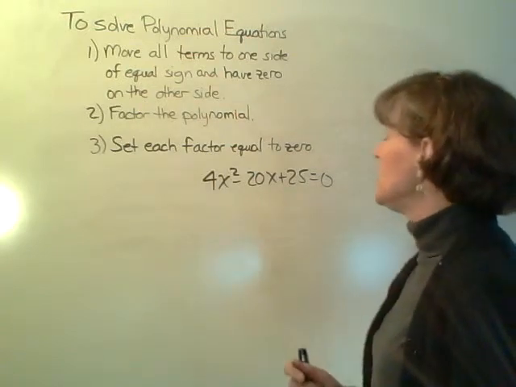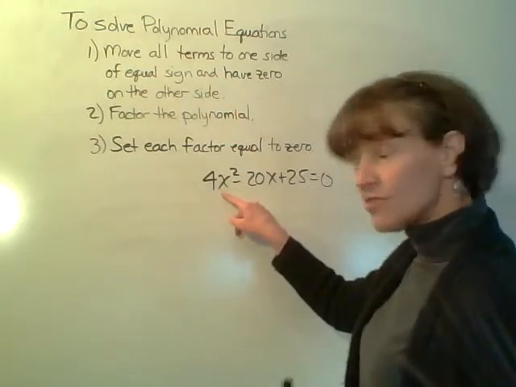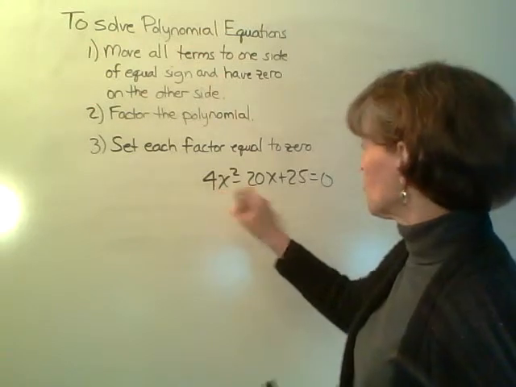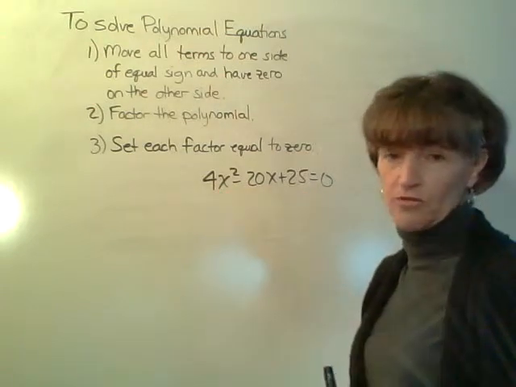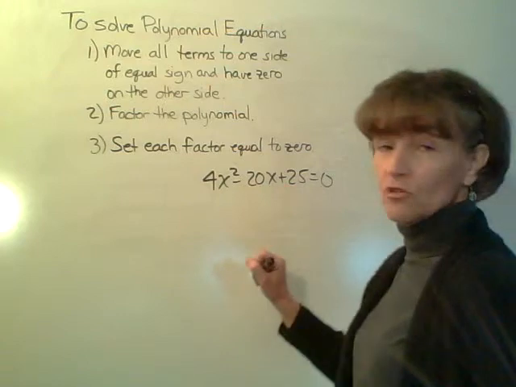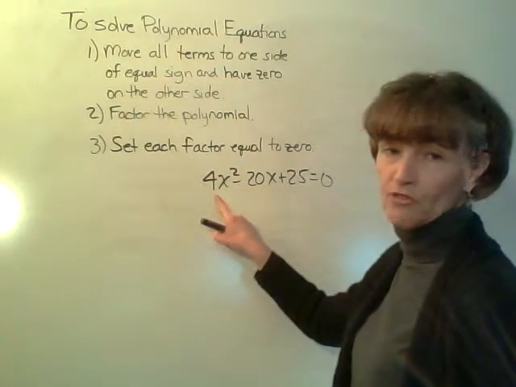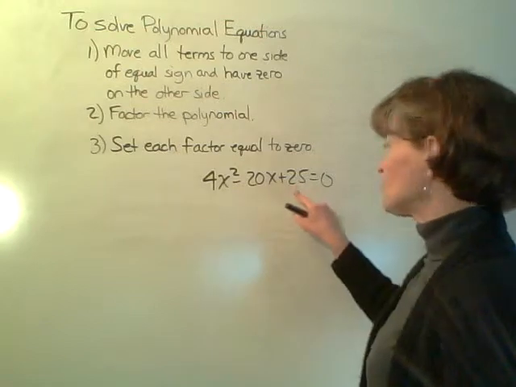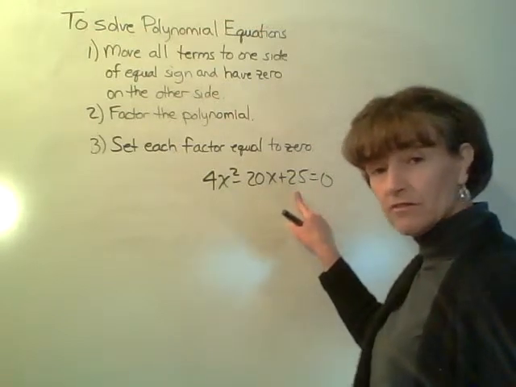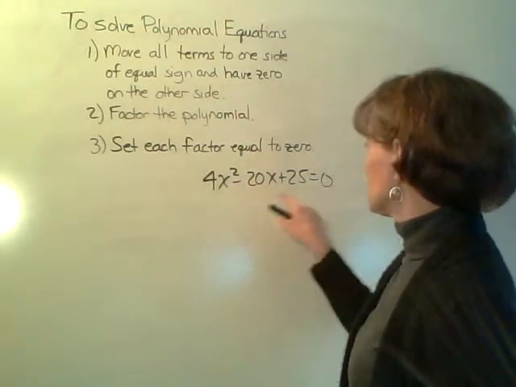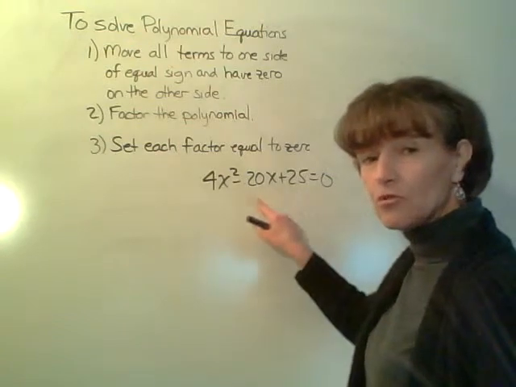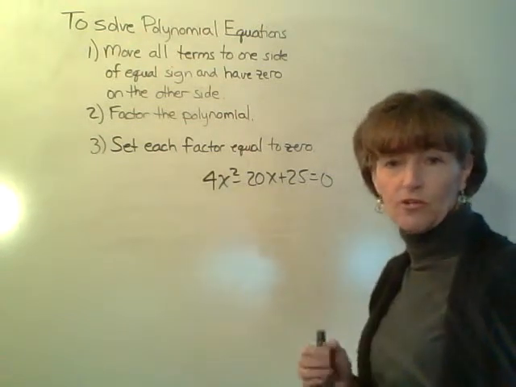It's a trinomial. And it looks like it could be a perfect square trinomial. 4x squared is a perfect square, 25 is a perfect square. So let's see if the middle term cooperates. Well, the middle term has to be 2 times the square root of the first term, which is 2x, times the square root of the last term, which is 5. 2 times 2x times 5 does in fact equal 20x. So this is a perfect square trinomial.